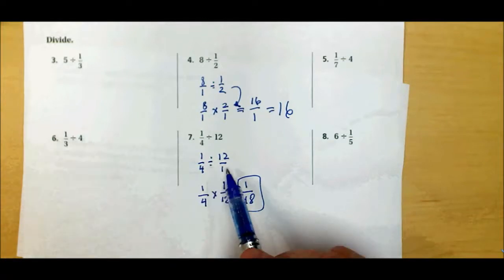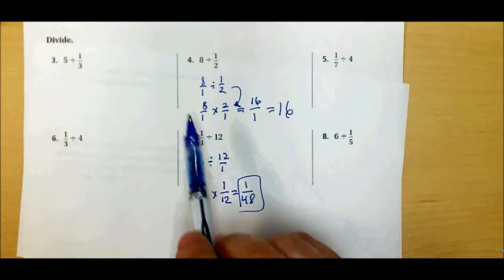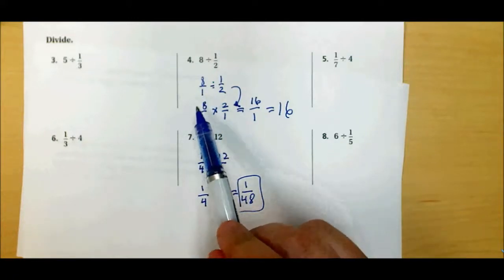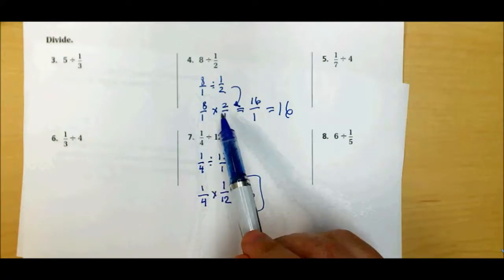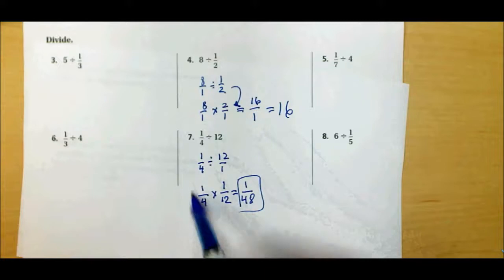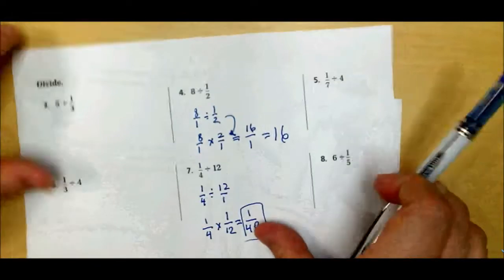Notice it's very important that you know which number you flip over. It's always going to be the second one. You don't have to do anything to the first one. In fact, I didn't even need to make this into an 8 over 1. I could have just made this 8 and then changed the 2 over 1 to a 2. I would have had 8 times 2 is 16. And definitely don't flip over this first fraction. Only the second number. Okay? So that's how you do that.